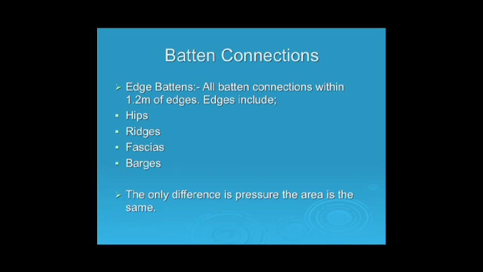Batten connections. Edge battens are all connections within 1.2 metres of the edges. Edges are not quite what you think. Edges are hips, ridges, fascias or barges. So I want you to record this, please. It's very important you get that embedded in your head. The only difference between the two is the pressure. The tributary area is going to be the same. It's the pressure that's different. That's very important you understand that. People get this confused regularly.